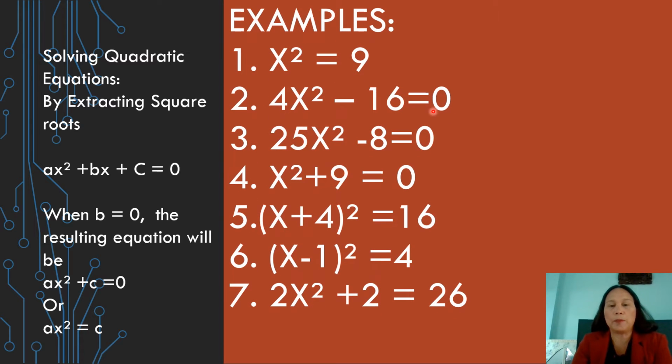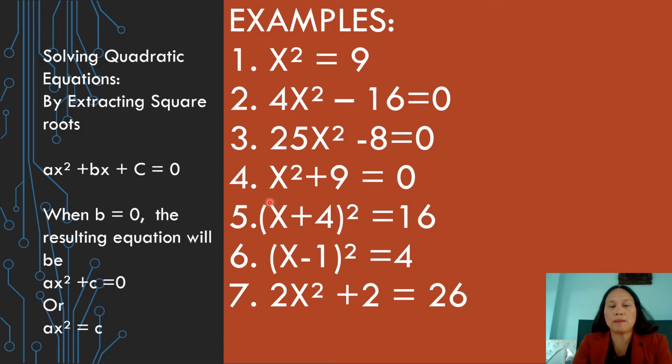Let's have an example. This is an example of quadratic equations wherein b is equal to 0, which means we don't have the middle term. x squared is equal to 9. 4x squared minus 16 is equal to 0. And also, look at number 5. (x plus 4) squared is equal to 16.